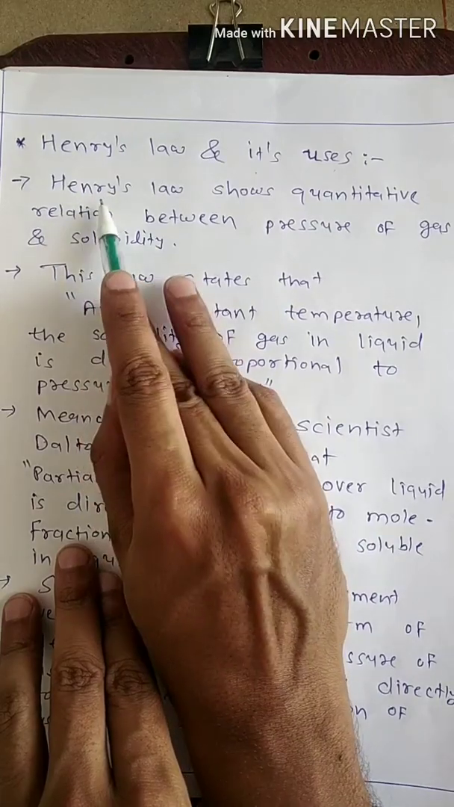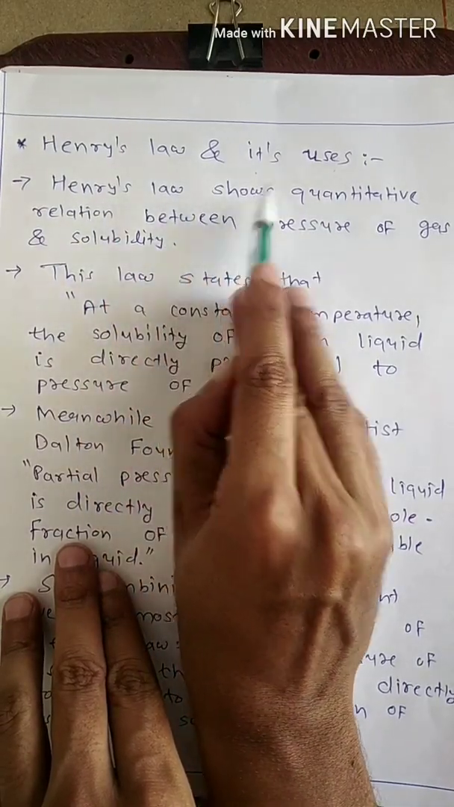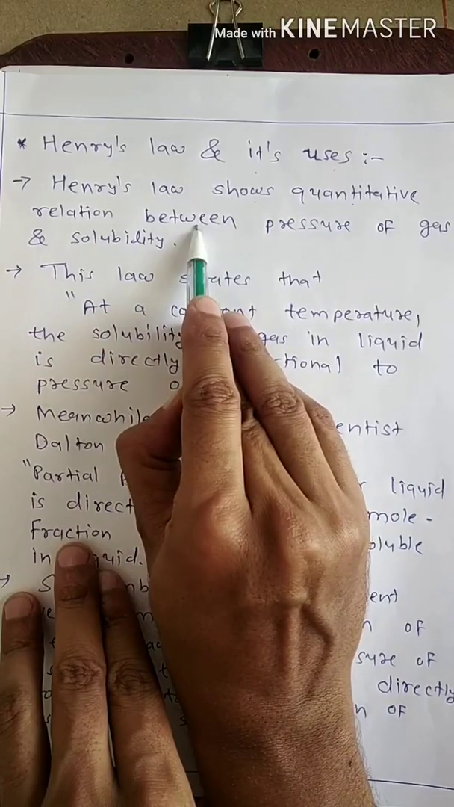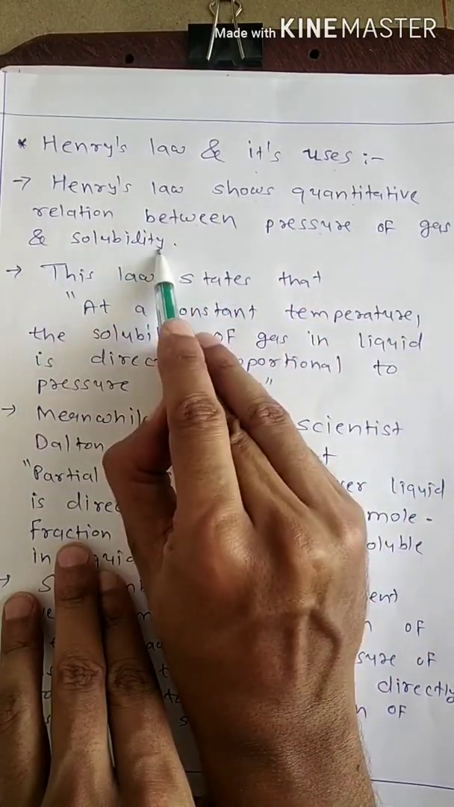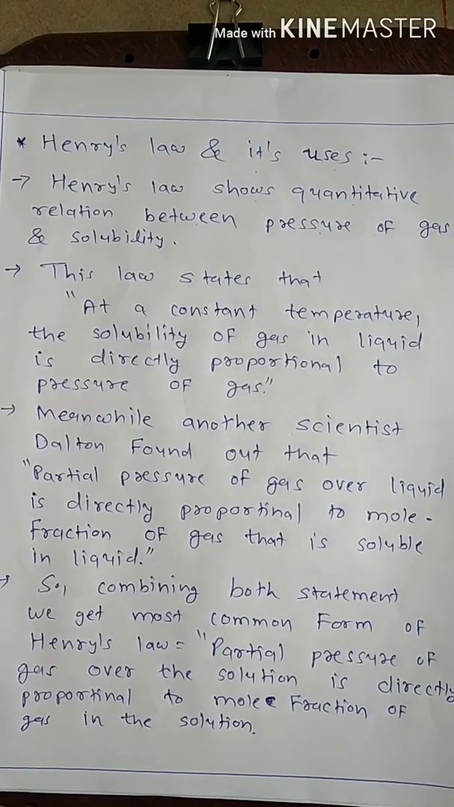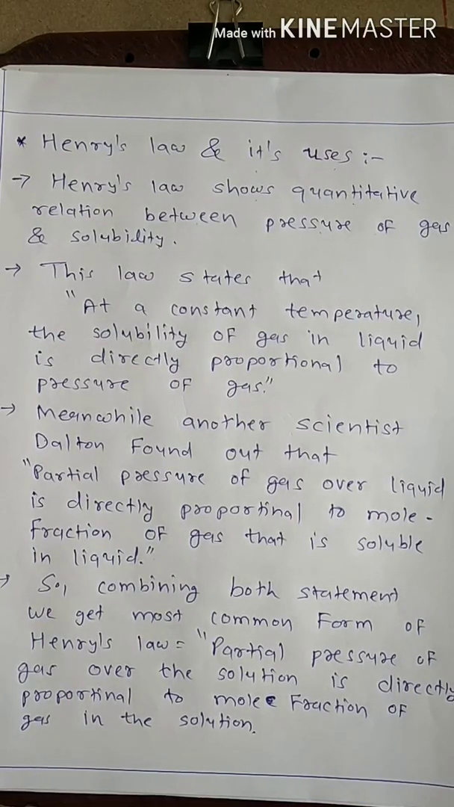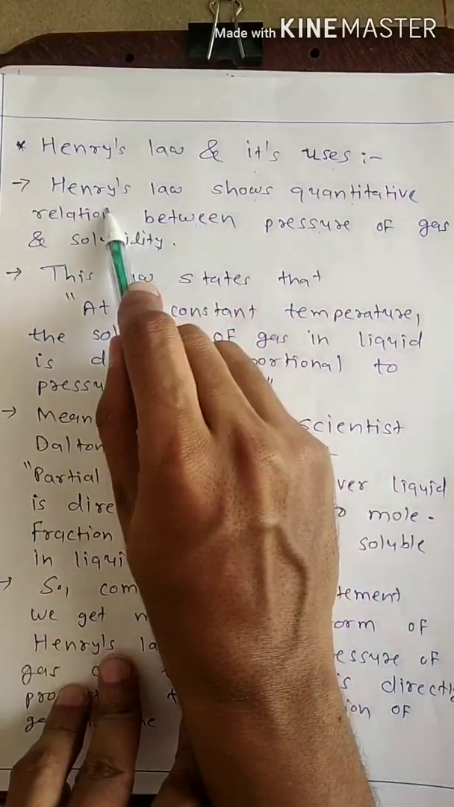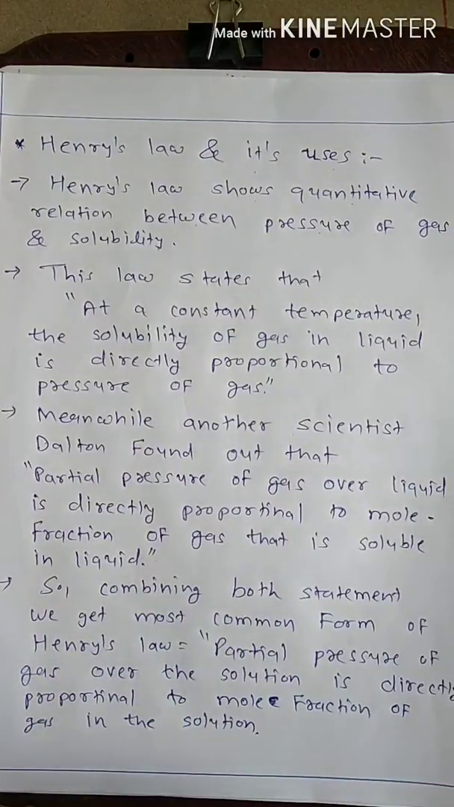The first point, Henry's law shows the quantitative relation between pressure of gas and solubility. Henry's law was found out because we knew that solubility of gas increases with pressure, but in what ratio it increases, we were unaware of. That's why Henry's law, he was the first who found out the quantitative relation, the exact relation of in what ratio solubility will increase.